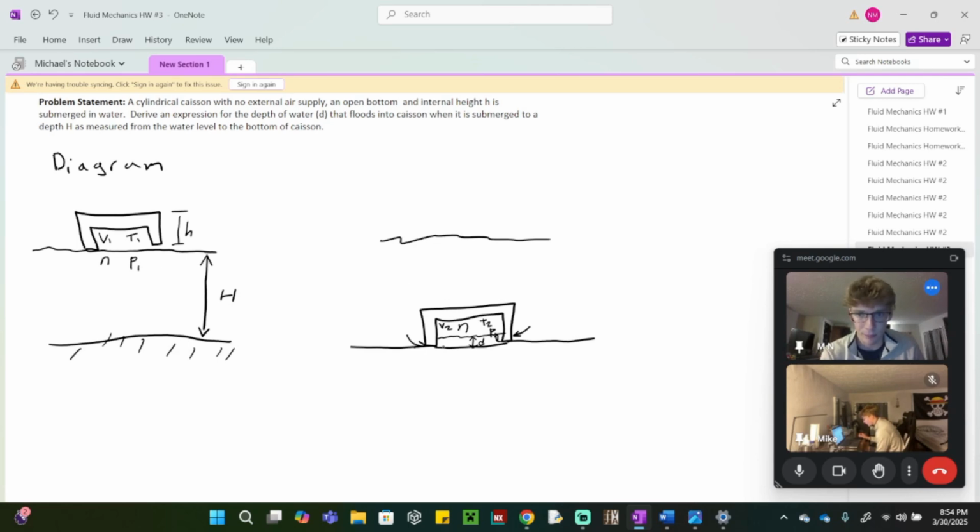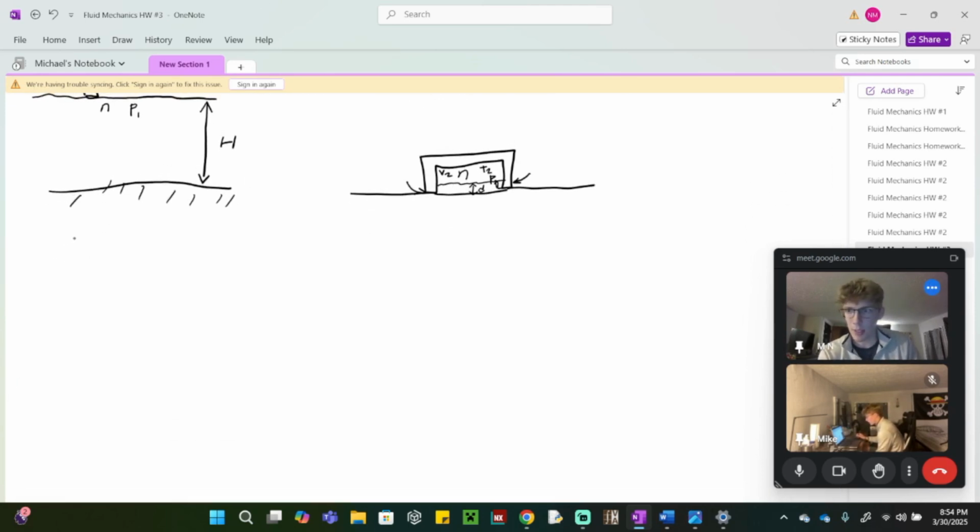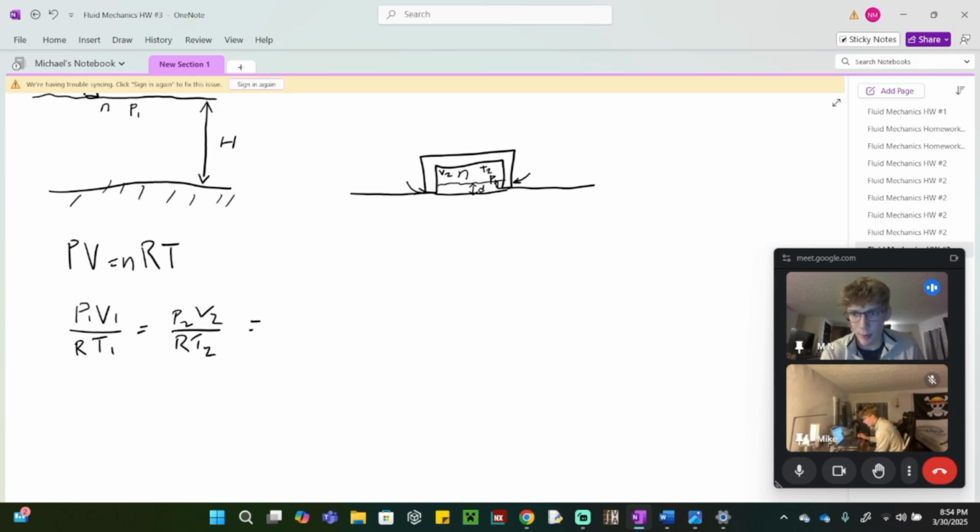Now, for this problem, we're going to use the equation PV equals nRT, and we can compare these two scenarios because N is the same for both situations. So we get P1 V1 over RT1 is equal to P2 V2 over RT2, equaling N.